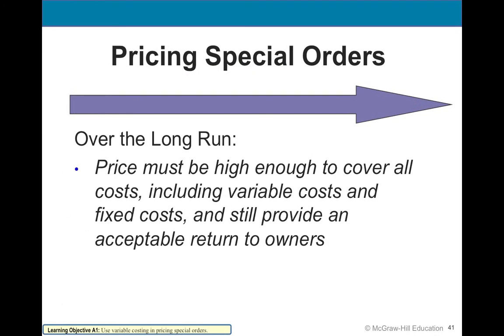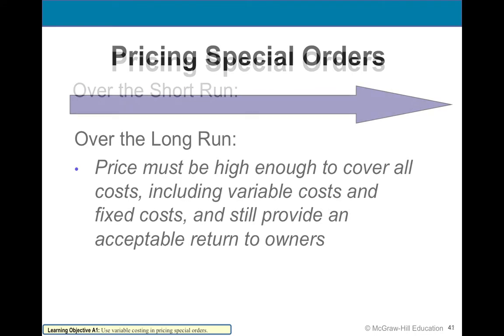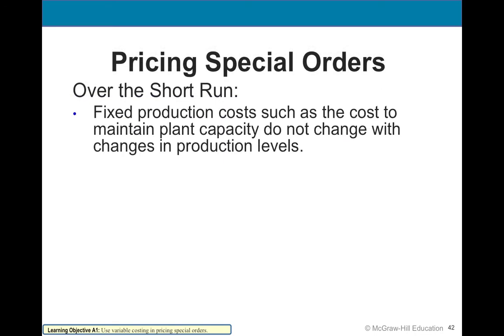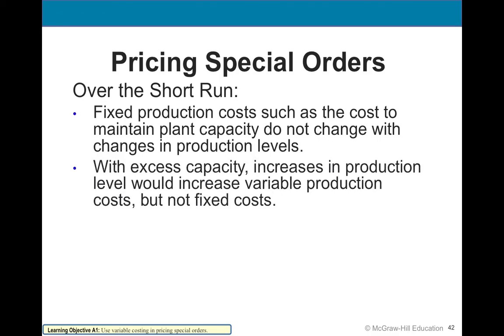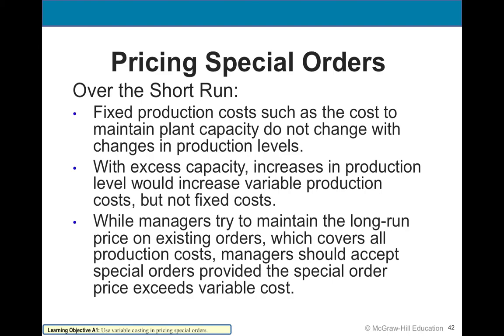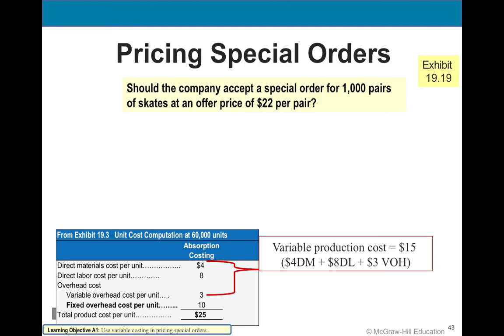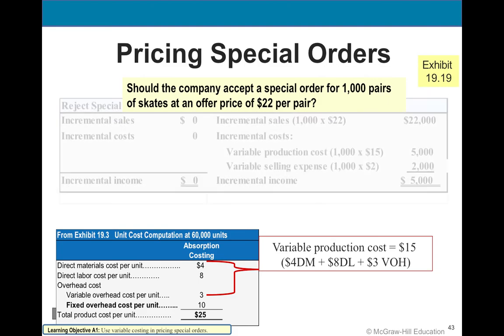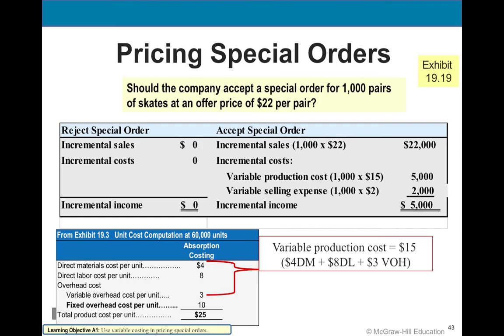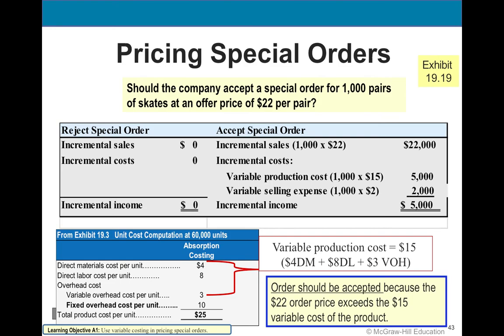Again, for special orders sometimes, you've got to make sure you cover all your costs. This will provide what's acceptable to the owners. Well, that will depend on the owner. Now, short run, the cost to maintain capacity does not change with production levels. Excess capacity. Again, should it accept a special order of 1,000 pairs of skates at $22 per pair? Well, again, we've got to look at certain things here. It says, well, if we do it, we'll get an extra $5,000 incremental income. Now it's up to the company, should they or should they not accept it? It's up to them. It should be accepted because the $22 price exceeds the $3 variable cost per unit.